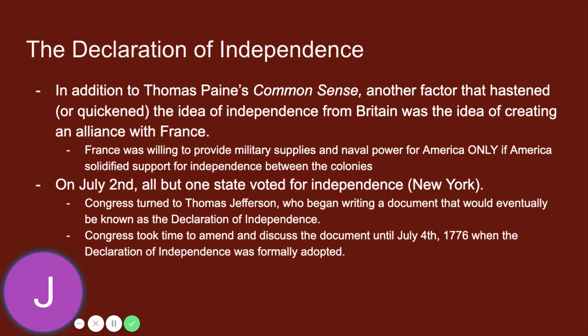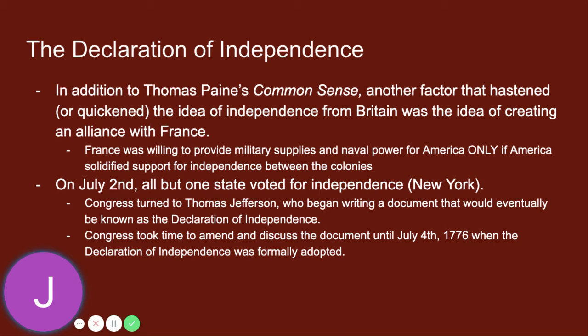The Declaration of Independence. In addition to Thomas Paine's Common Sense, another factor that hastened, or in other words quickened, the idea of independence from Britain was the idea of creating an alliance with France. The Americans realized that by themselves, they couldn't take on Great Britain, who at the time had the biggest military in the world. So if they were going to win any sort of battles, they had to have an alliance with another country that had a bigger military.